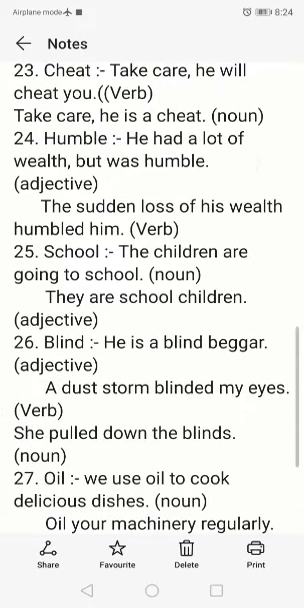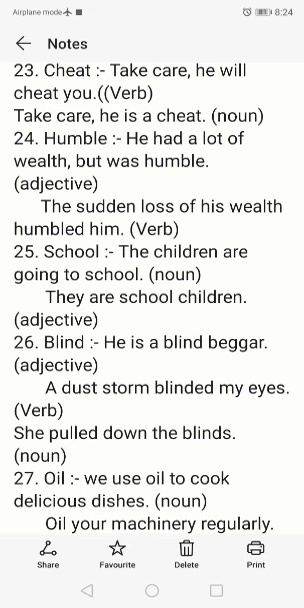And next one is humble. Humble mainly means modest, someone who is not very proud of himself. He had a lot of wealth but was humble, very modest. The word humble says something about the person, about a noun. So humble is used as an adjective.